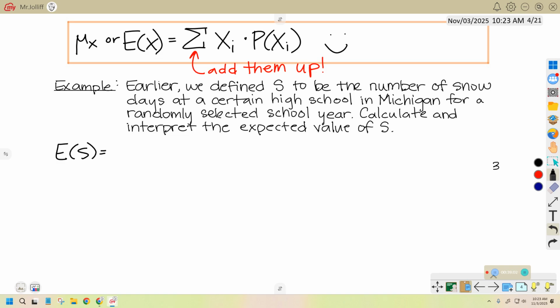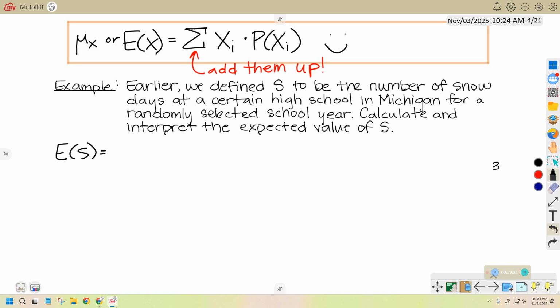And to calculate the expected value or the mean, I take every possible outcome and I multiply it by its probability and I add them all up. So I am going to go through this table. I'm going to multiply and add, multiply and add, multiply and add.